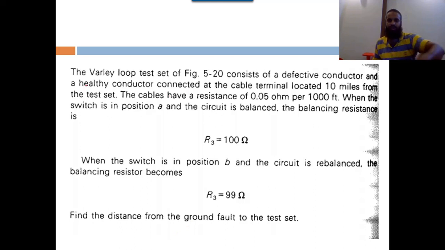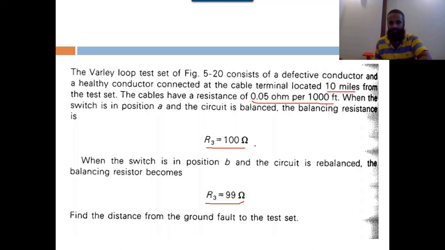So there is another example. In the Varley loop test, the set consists of a defective conductor and a healthy conductor connected at the cable terminal located at 10 miles from the test setup. The cable has a resistance of 0.5 ohm per 100,000 feet. When the switch is in position A and the circuit is balanced, the balancing resistance R3 is equal to 100 ohm. When the switch is at B, the circuit is rebalanced and the balancing resistance is high.